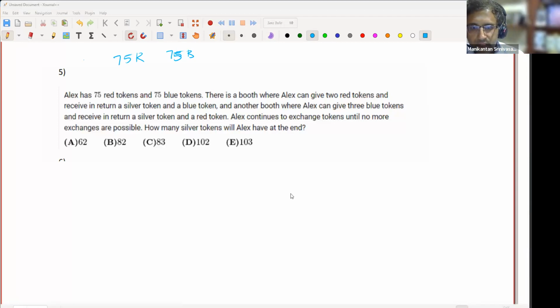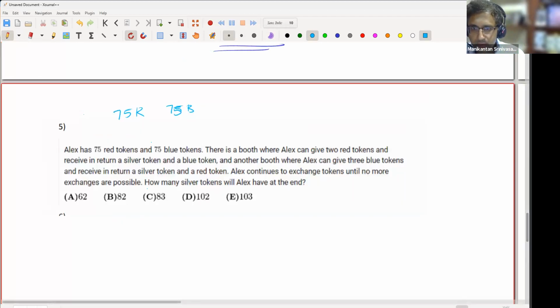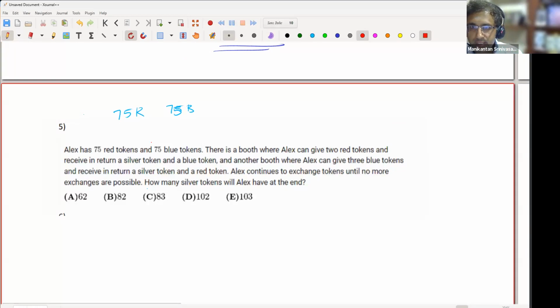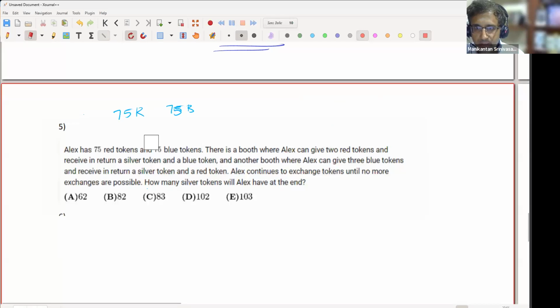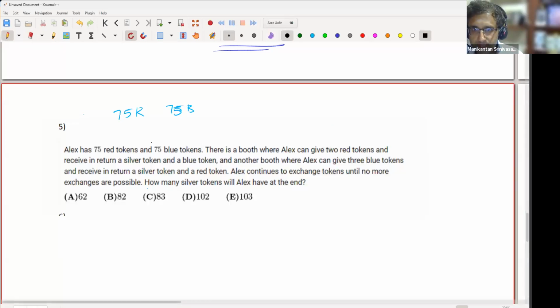That was question 15. So just for those people who are watching on the video, this is the starting process. He says he wants to exchange the reds. So this is reds and this is blues. Okay, so this is 75, 75. Maybe I'll use a neutral color so that it should not be biased. Red and blue. So 75, 75.